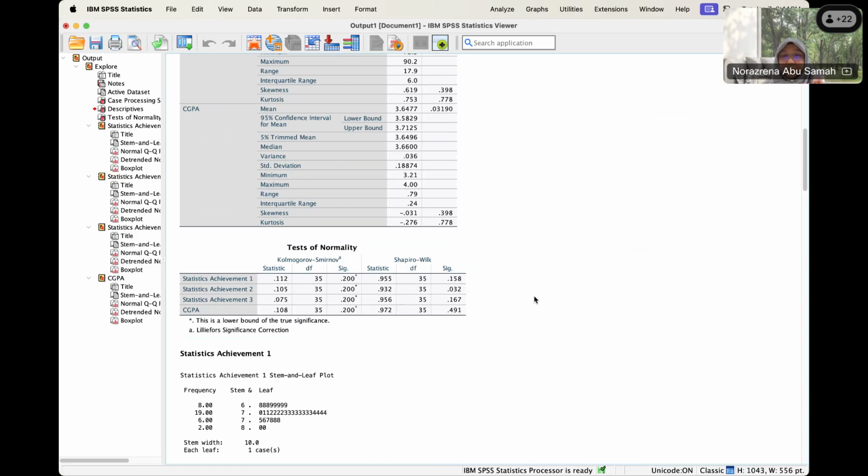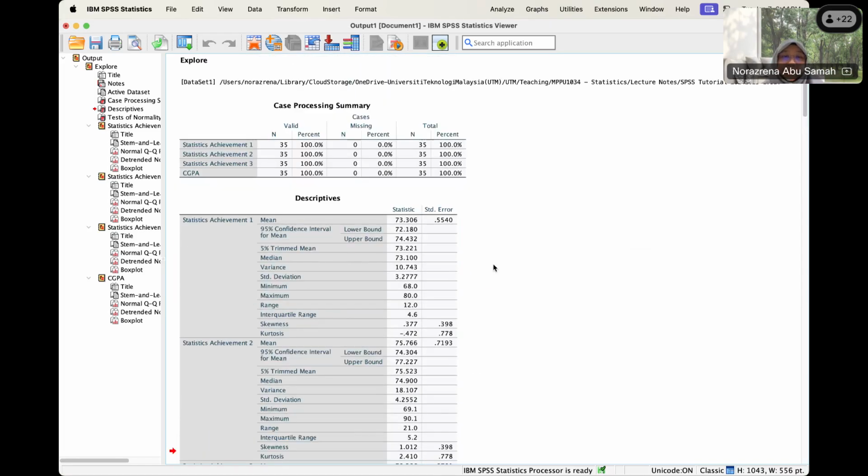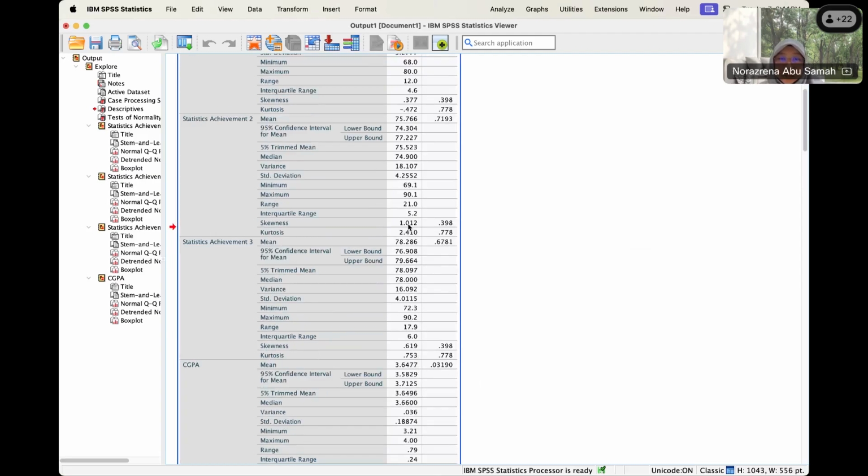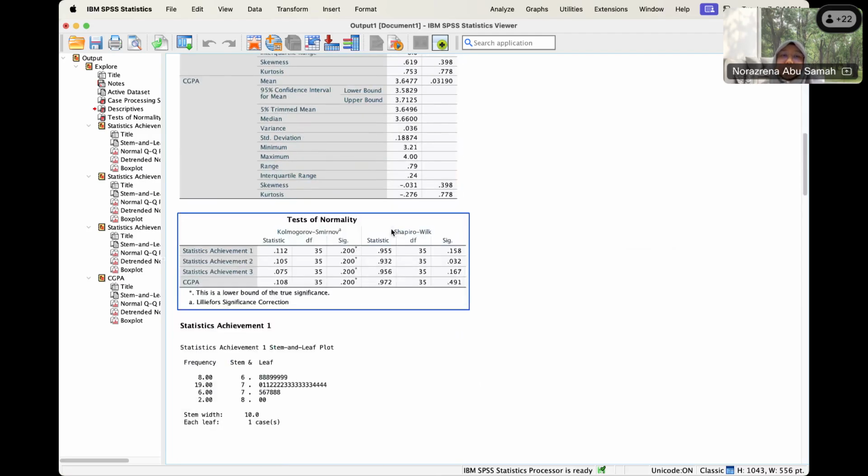Remember, for the normality, I want to make sure that the significance value is greater than 0.05. So the first one is normal. Second is not. Third is normal. The fourth is normal. So it's correct, as I mentioned before. This is not normal. The second one, not normal. So it's valid. It's true that the second one is not normal. Okay, this is the general.